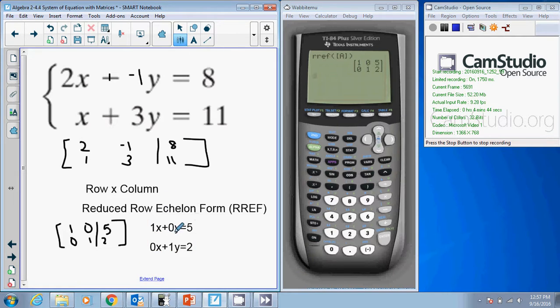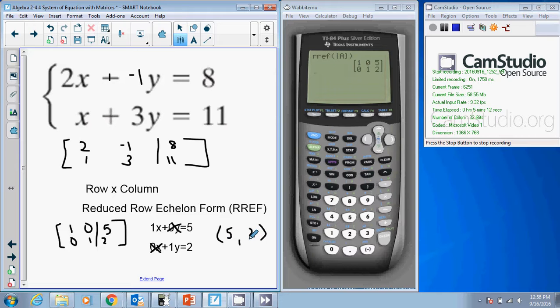From here, again, we know that there's no y's in the first equation, so I can ignore that. And I know there's no x's in the second equation, so again, I can ignore that. So we know x is equal to 5 and y is equal to 2, but we always write our answers as an ordered pair. Ordered pairs are x comma y, so I have 5 comma 2.